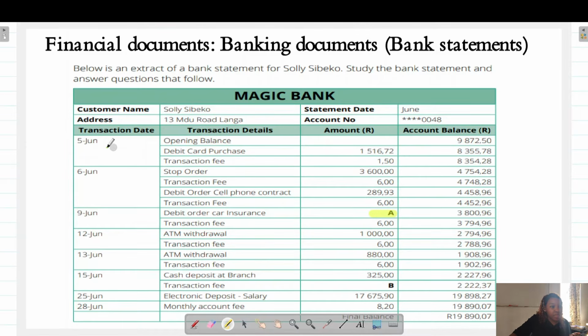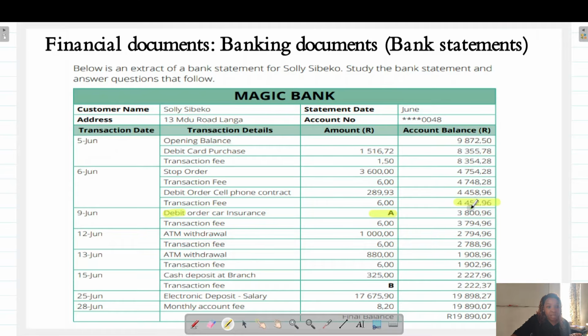We see that on the 6th of June, Mr. Solisubugo had 4,452.96. That is how much he had. Then on the 9th of June, a debit order went off in his account for car insurance. So when we see a debit, money was subtracted or removed from his account to pay for his car insurance.